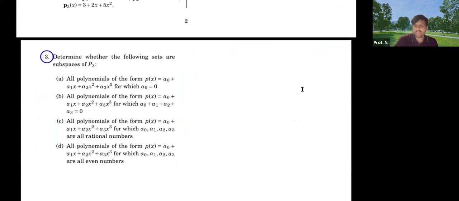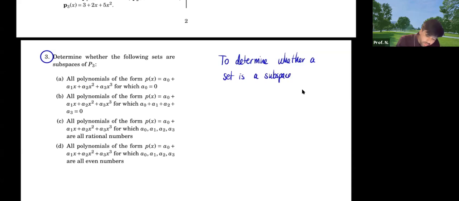Okay, so how do you determine whether something's a subspace or not, right? To determine whether a set is a subspace, you only have to worry about 3 things and 3 things only. You have to check whether the 0 vector is in it. So to determine whether a set, I'm going to call it W, is a subspace of a vector space V, the question is: is 0 in W?